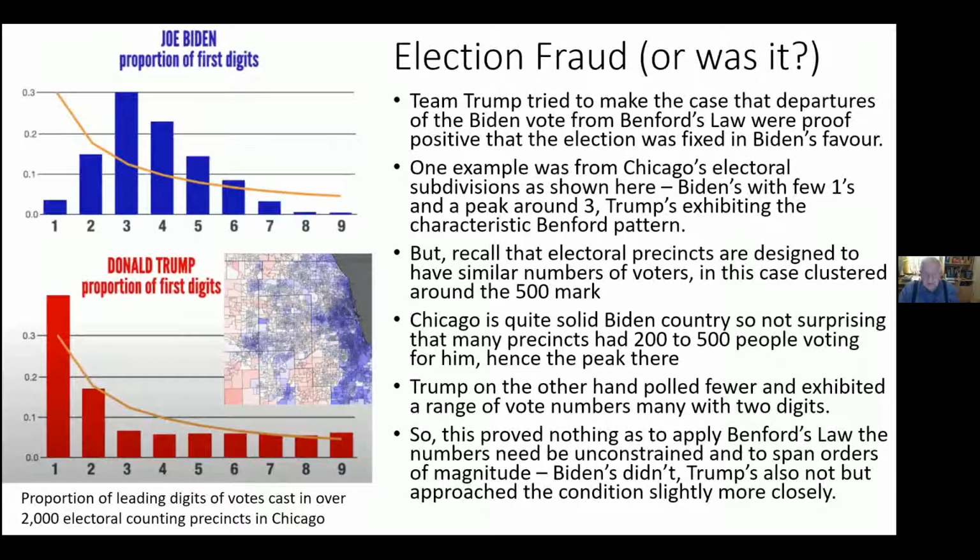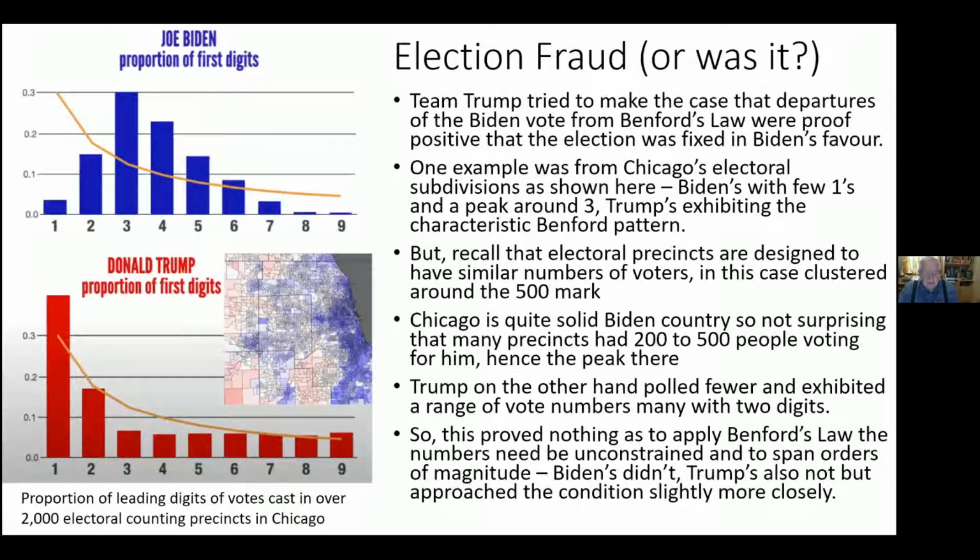Most constituencies there were around the 500 mark, clustered up and down from 500. And as Chicago is quite solid Biden country, it's not surprising that many precincts had first digits of the 300, 400 mark, which is why you got the peak there in Biden's histogram.